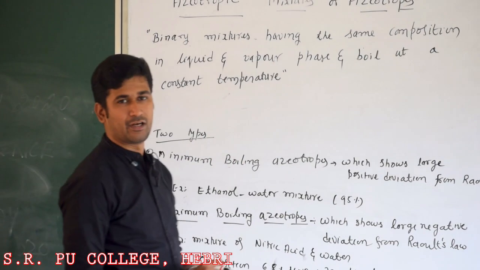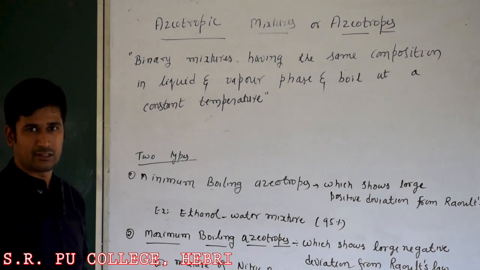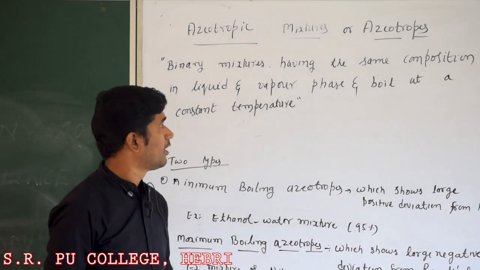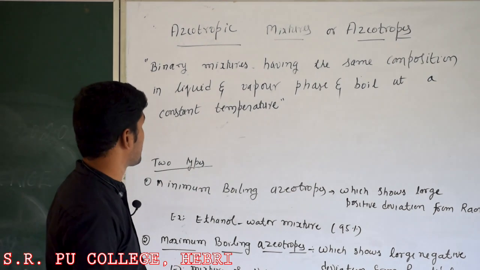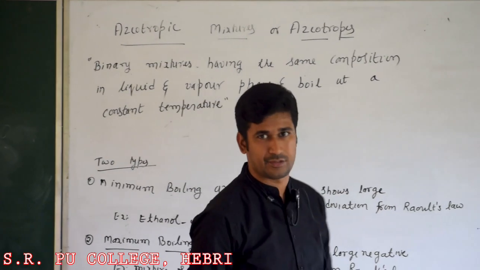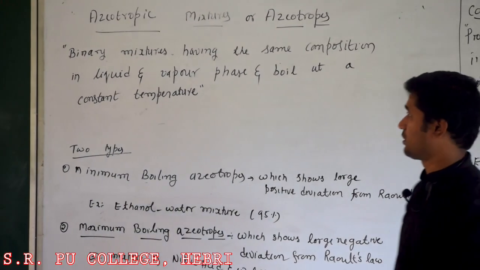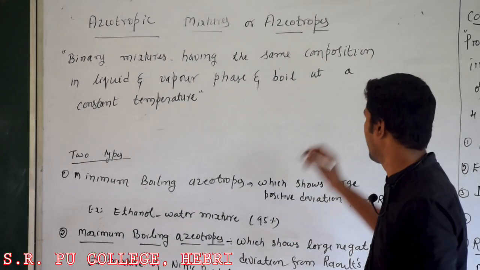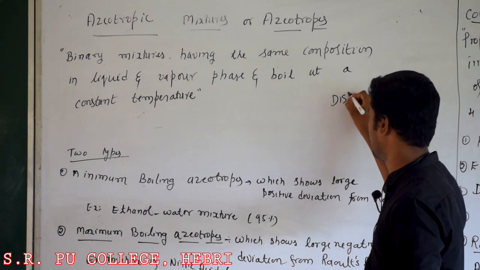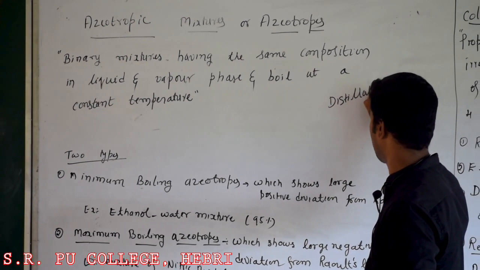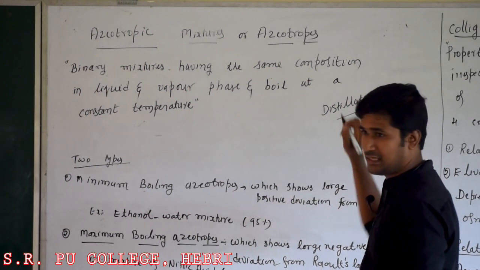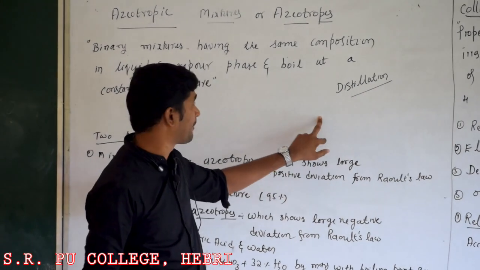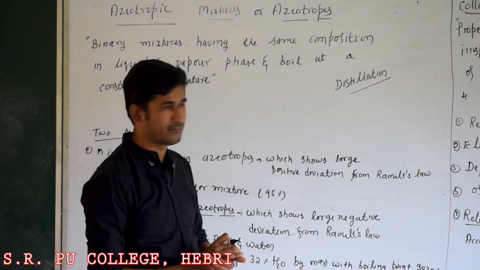In our previous video, we discussed non-ideal solutions showing positive deviation and negative deviation. Today we are going to study azeotropic mixtures, or azeotropes. In your first PUC classes, you studied the separation of liquid solutions, the process of distillation. Distillation is used to separate two miscible liquids in a solution based on their boiling points.